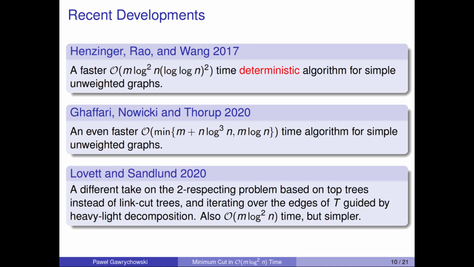And very recently, there was a paper that shows a different take on the 2 respecting problem by Lovett and Sandlund. Instead of linked trees, they used top trees. This is some kind of structure that I'm not going to define. And instead of using these boughs, they iterate over the edges of T using the heavy light decomposition, which is a very standard definition in this context. So the algorithm is much simpler, but the running time is the same, m log²n. Nevertheless, this got us interested in this question.